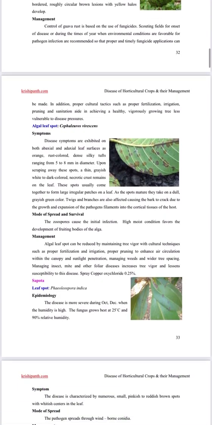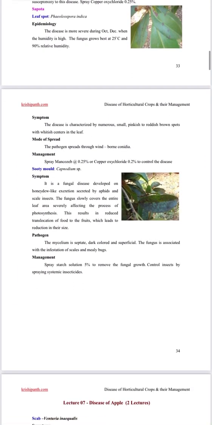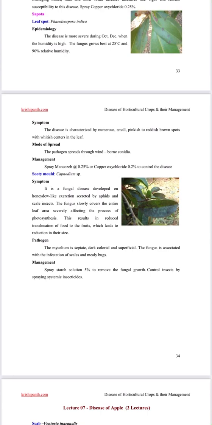The next is leaf spot. The name of the disease is leaf spot, and the causal organism is Phaeophleospora indica. Epidemiology: the disease is more severe during October to December when the humidity is high. The fungus grows mostly in leaf spot disease. The best temperature is 25 degrees Celsius and 90% relative humidity.